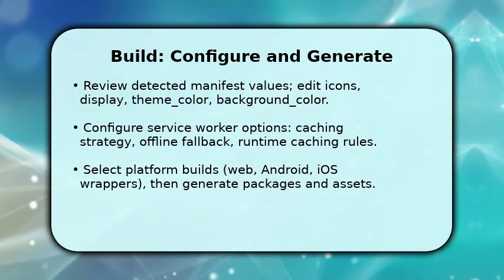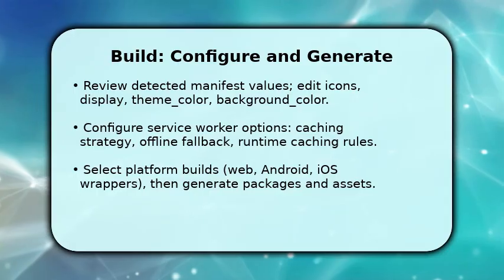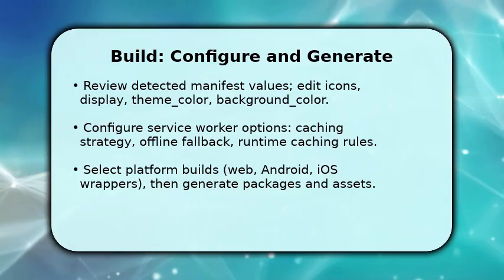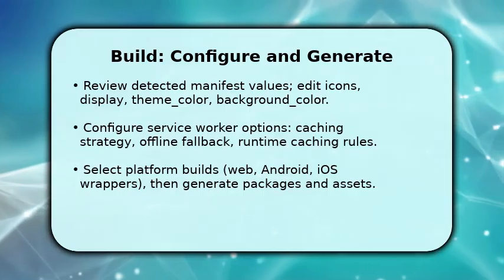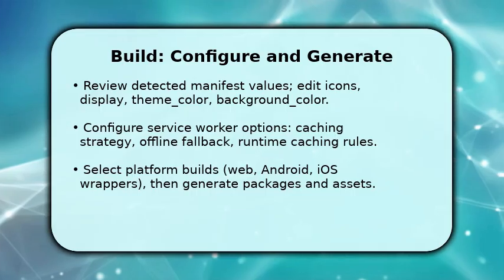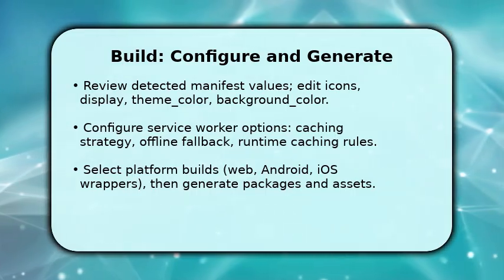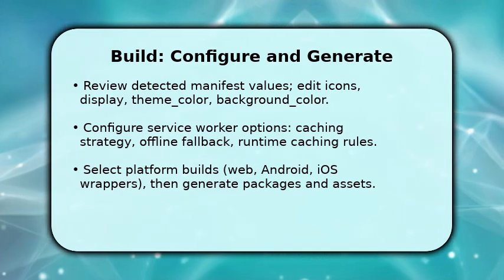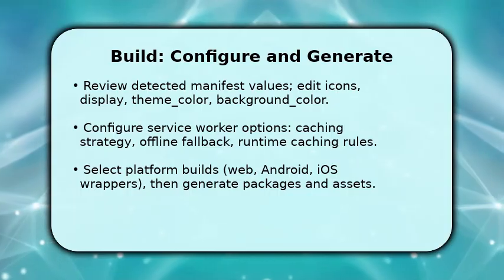Next, configure the service worker options. Choose a caching strategy, set an offline fallback page, and add runtime caching rules for APIs and images. After that, pick target platforms, web, Android, or iOS wrappers, and let PWA Builder generate the packages and assets. This step is about precise choices. Caching affects load speed and offline behavior, so choose deliberately.